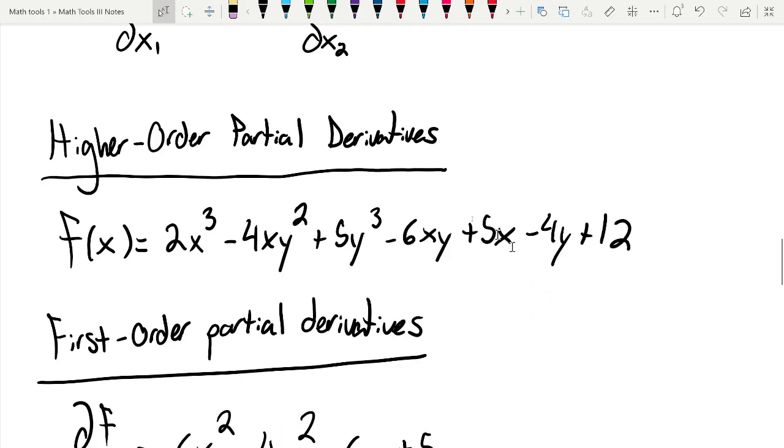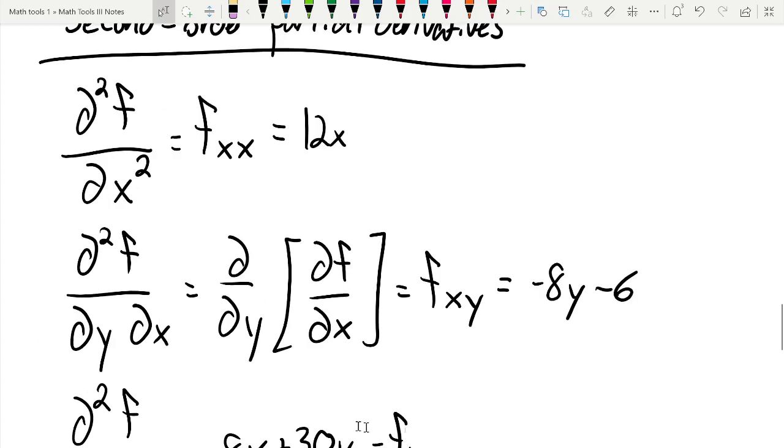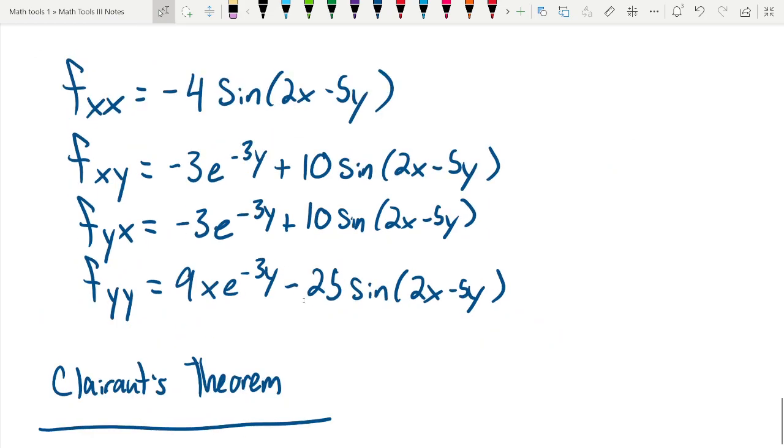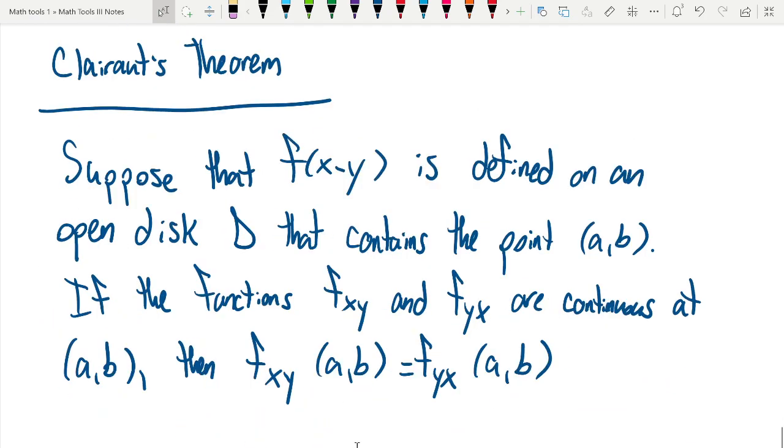Same thing with here. Very well behaved function, no domain issues. Same thing, negative 8y minus 6, definitely a continuous function. So we don't need to worry about the order of integration here. Now the caveat to this is that you have to verify that both mixed partial derivatives are continuous, which would imply that you need to calculate the mixed partial derivatives separately in order to verify that they're both continuous. So by the time you do that, you're already going to know if they're the same thing or not.